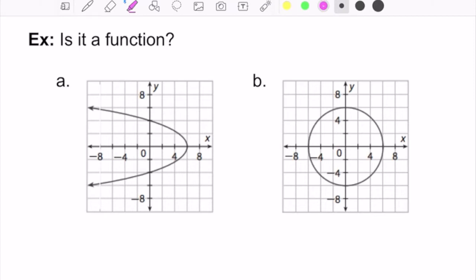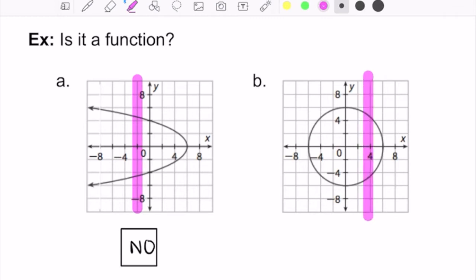You're going to try to draw lines that go through the graph, and if you can draw a line that goes through the graph and crosses the graph in two different places, then the answer is no. So for example, on A, there's lots of lines that you could draw. Because this line crosses the graph in two different places, we would conclude that no, this is not a function. Similarly on B, there's lots of places where you can draw a vertical line that crosses the graph in two places. And so for B, we would also conclude no, this is not a function.